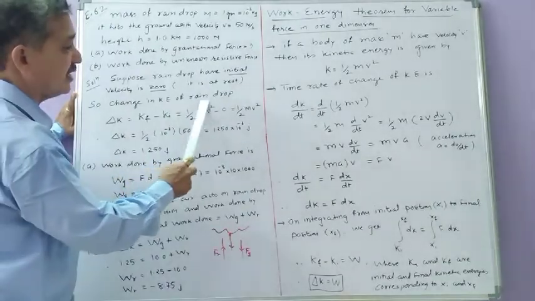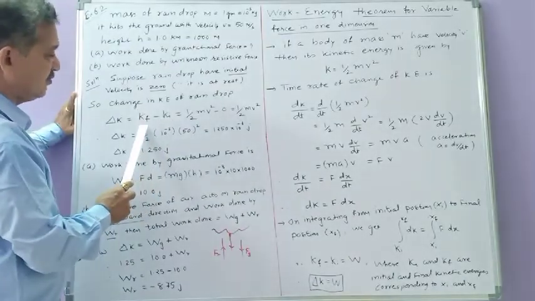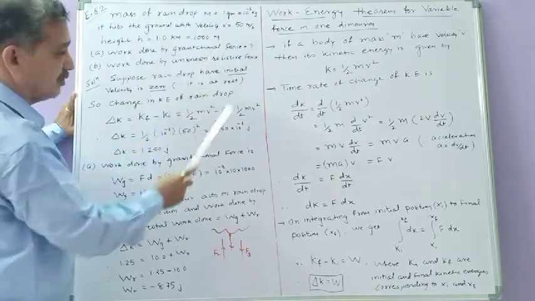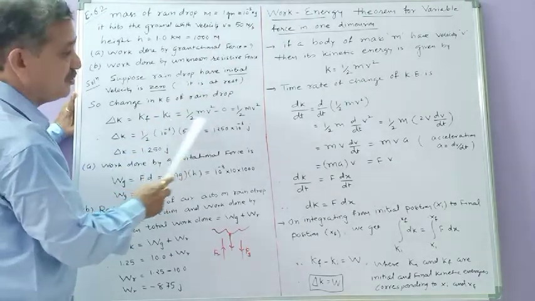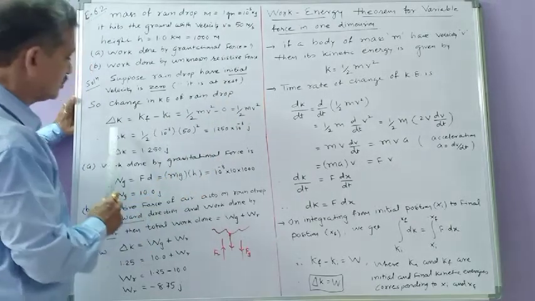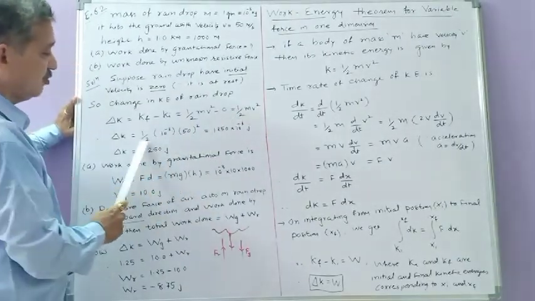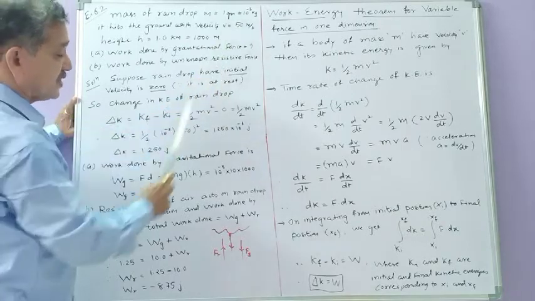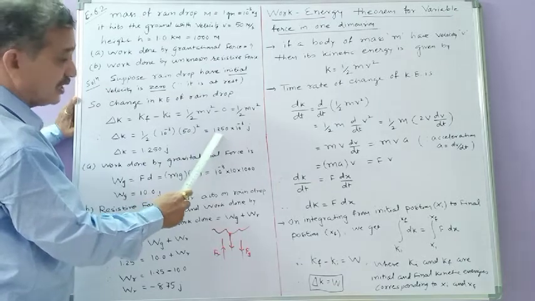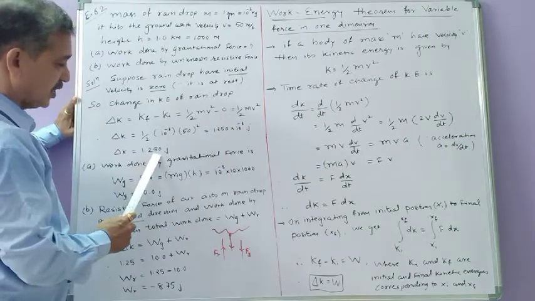So change in kinetic energy of the raindrop is final kinetic energy minus initial kinetic energy. Final kinetic energy Kf is equal to 1 half m v square, where v is the final velocity. Initial kinetic energy will be 0 because initial speed is 0. So 1 half m v square minus 0 equals 1 half m v square. This is the equation of delta K. Therefore you put the value of mass and the value of final speed. So 1 half into mass of the raindrop, 10 raised to minus 3 kg, final speed was 50, so 50 square. You calculate, you will get the answer 1250 into 10 raised to minus 3 joule. That means it is 1.250 joule.